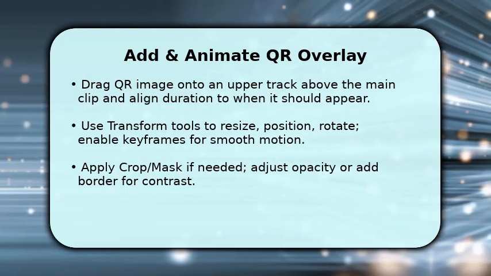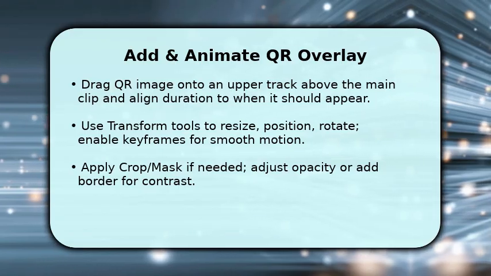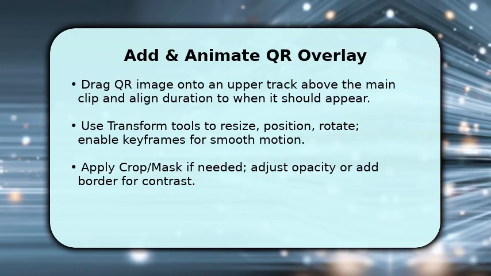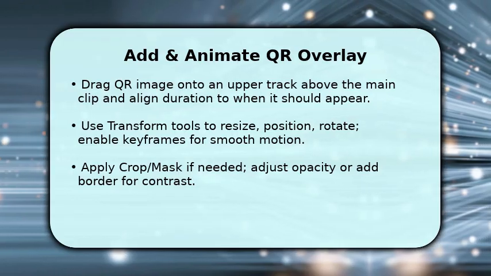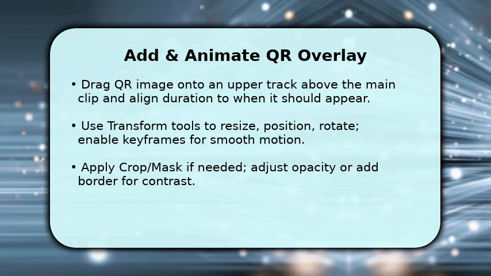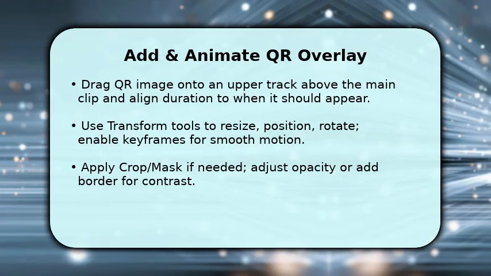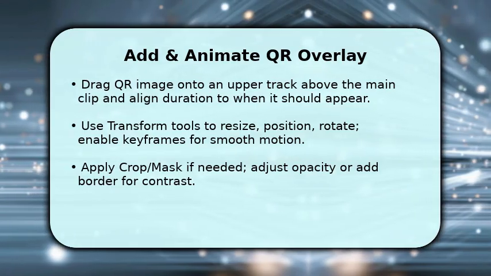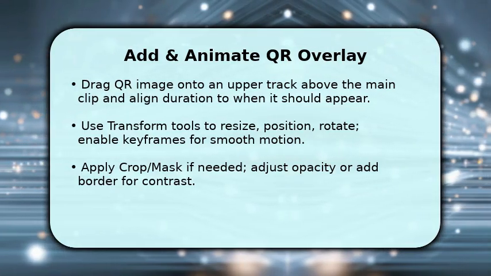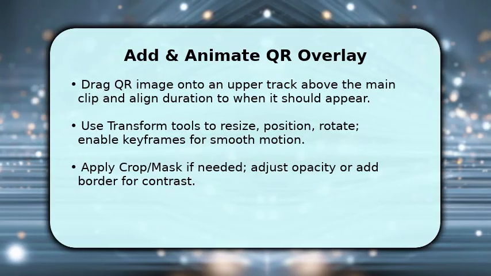Set keyframes for movement or subtle entry animations so it remains readable while not obstructing faces. If the background is busy, add a semi-opaque box or border using shape layers or mask and tweak opacity to boost contrast. These steps make the QR scannable and visually integrate.